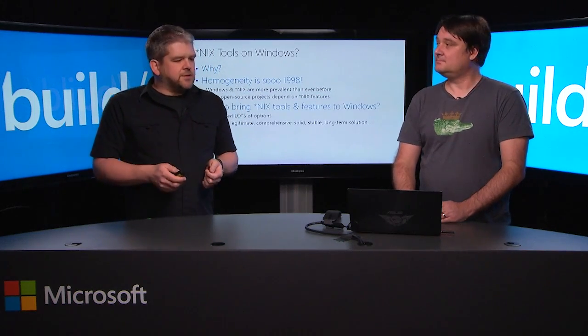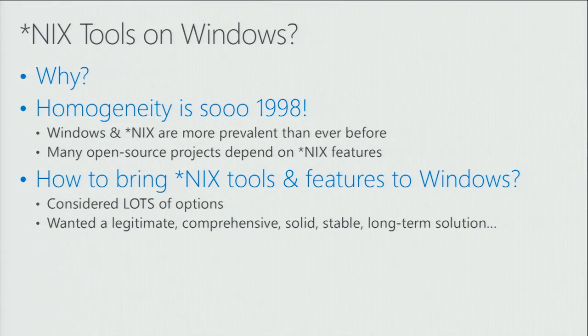So we decided to take a look at what it would take for us to bring Unix and Linux tools to run in and on Windows. We looked at a bunch of options, and we weighed up the pros and cons of many of them. But ultimately, we wanted to create a technology story, a solution that was a long-term solution, that was going to be solid and reliable, and that developers were going to be able to rely upon long-term. So, what was the solution?